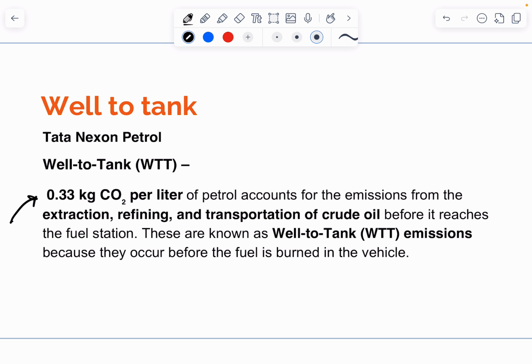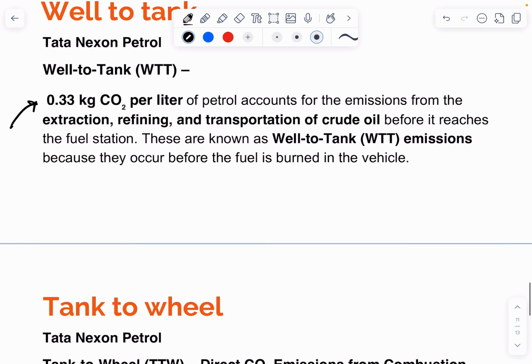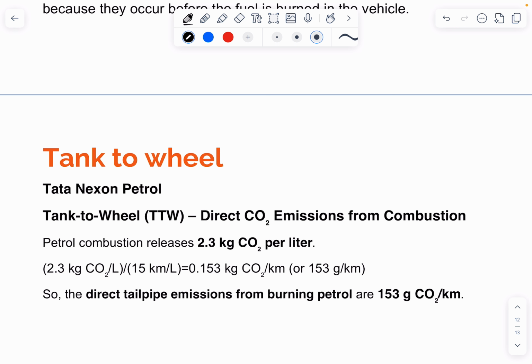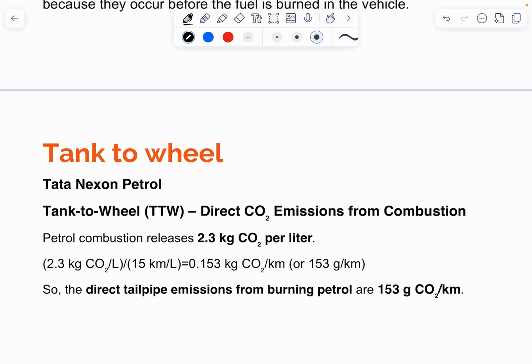So in this well to tank emission analysis, 0.33 kgs of CO2 per liter of petrol would be my number in your WTT. WTT means well to tank analysis. Now, in tank to wheel analysis, what is important for us is to understand the mileage of the vehicle. My numbers for Tata Nexon are 15 kilometers of mileage for every liter of petrol consumed by Tata Nexon.